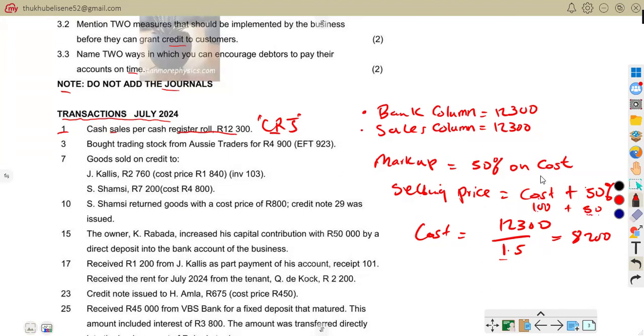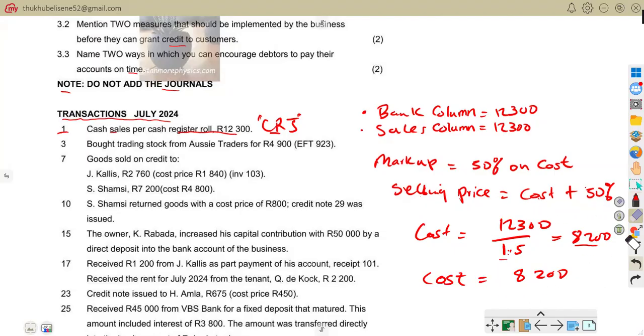So we are saying our cost price is always 100. That is where we are saying 12,300 divided by 1.5, which is our markup, gives us 8,200 as our cost. So it means our cost price is equal to 8,200. Hope you get that straight.